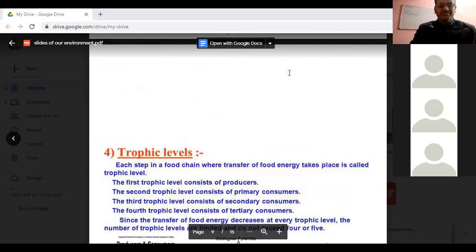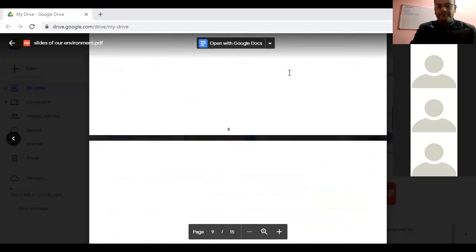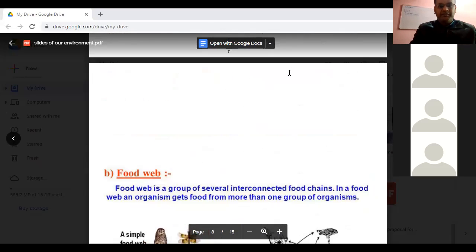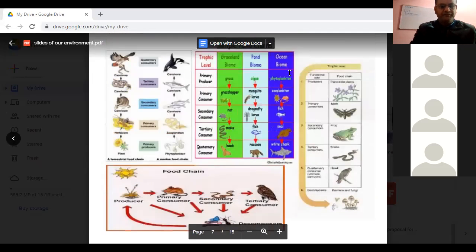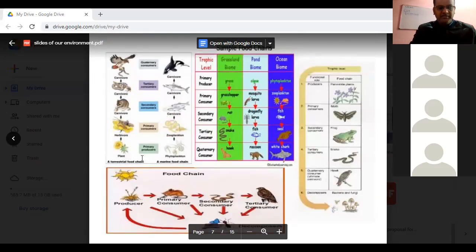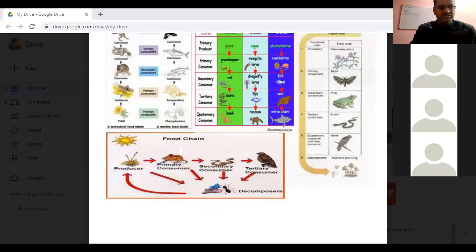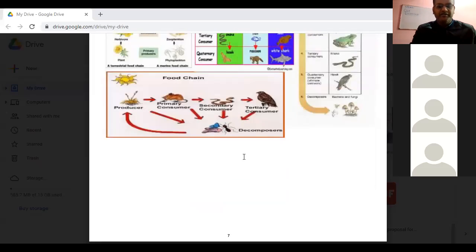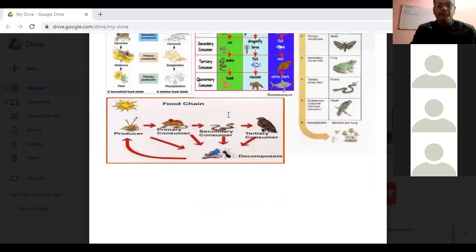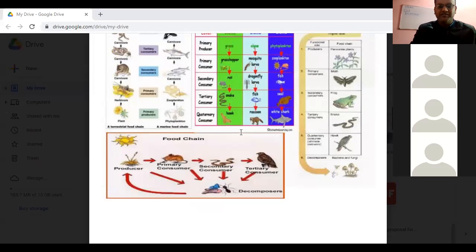Now, students, once again I am coming back to some of the samples of the food chain. As you can see over here, this is an example of a terrestrial food chain. The producer is grass, the primary consumer is a rat, the secondary consumer is a snake, and the tertiary consumer is an eagle or hawk. And when they die, they are eaten by the decomposers.